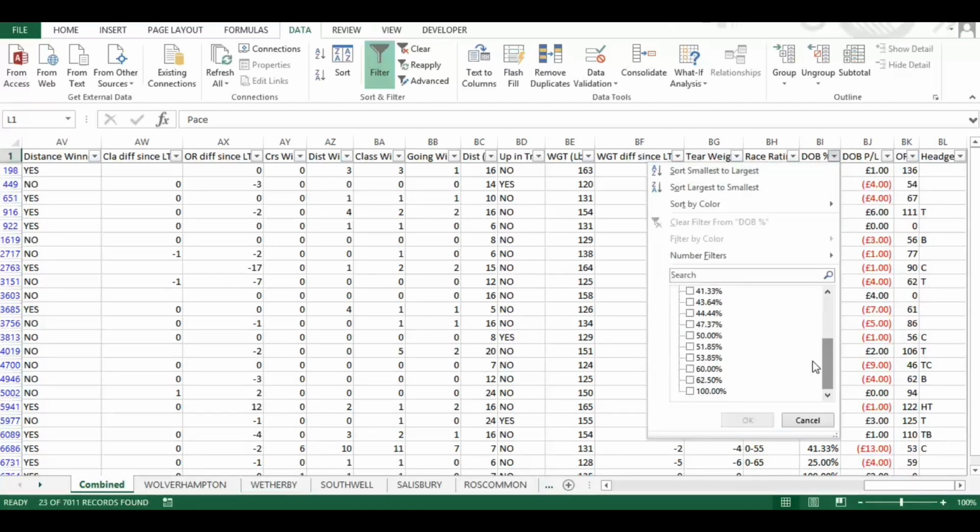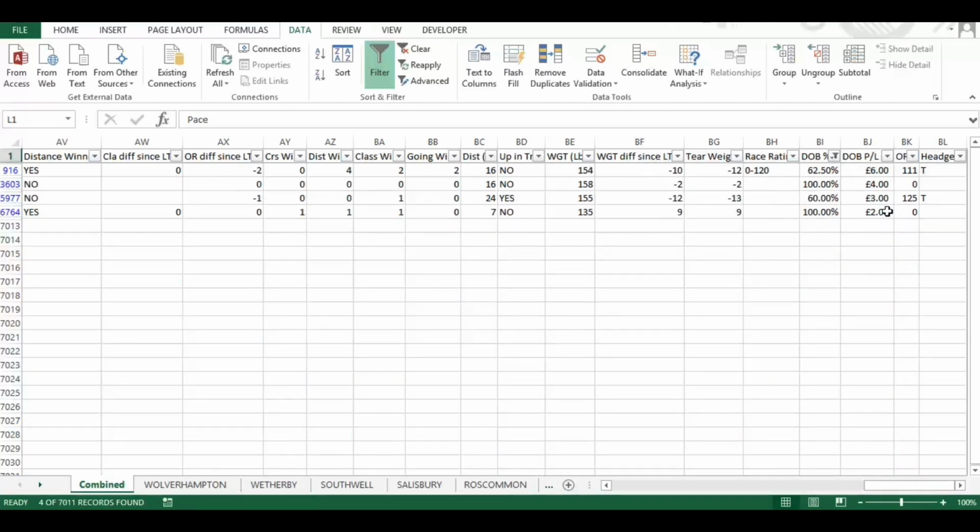And then we want to be looking for basically anything over 50%, which is going to be profitable long term, or has been profitable in its past. Anything below 50% is going to be a negative. So I'm just going to highlight these top 3 that we've got here. And that only brings up 4 horses.